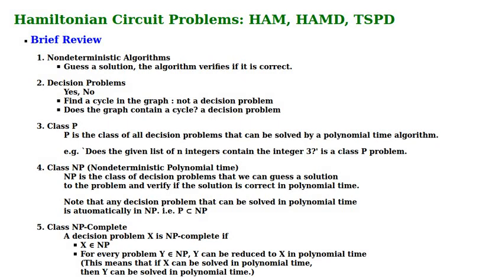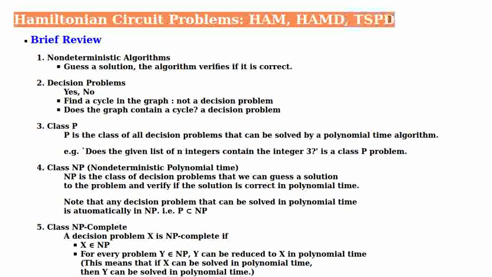In the preceding video, we delved into the question of whether the traveling salesman problem, TSP, is NP complete. Our exploration extended to the traveling salesman decision problem, TSPD, unraveling the concept of NP completeness. In this video, our focus shifts to the Hamiltonian circuit problems, HAM and HAMD.